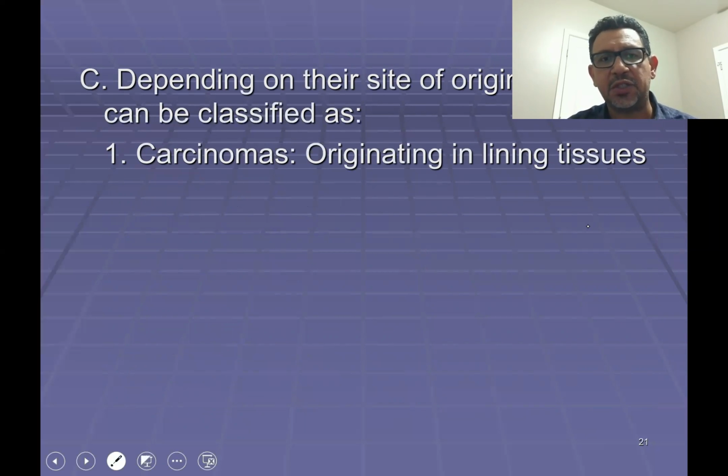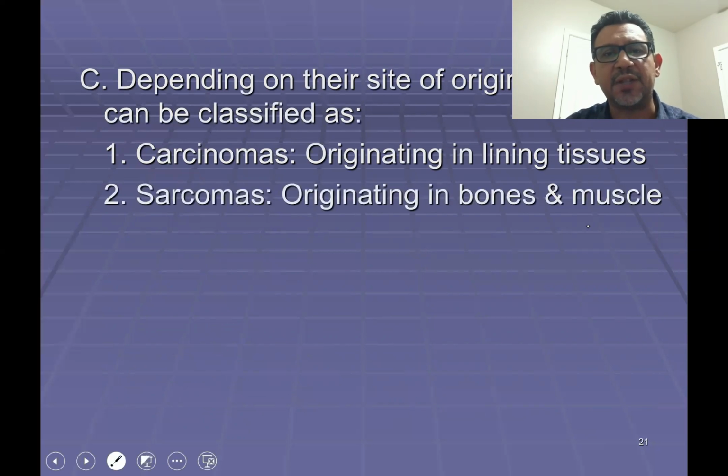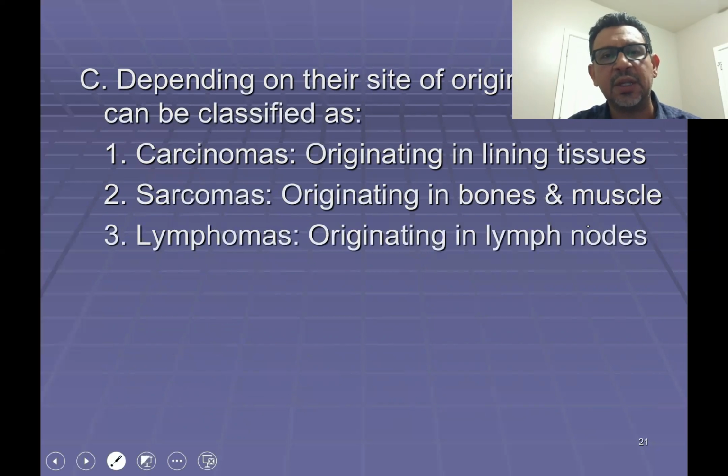carcinomas, if it's a lining tissue, like an epidermal tissue inside of the body or outside of the body. Sarcomas are going to be cancers that originate in bones or muscle. Lymphomas are cancers that originate in lymphatic nodes.